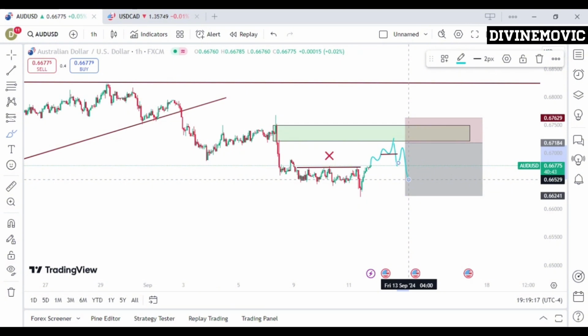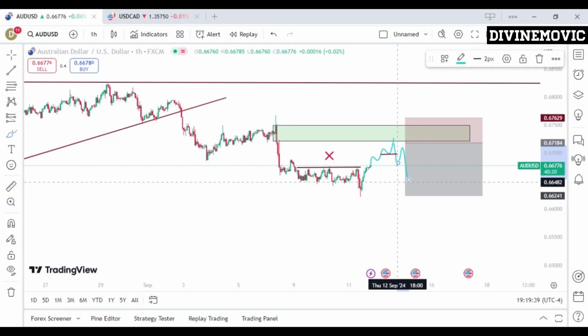For us to start adding multiple positions, we want to simply see price give us a break of structure and price sweep internal liquidity. Remember, our first entry confirmation is for price to sweep external liquidity and give us a change of character. But for us to start adding multiple positions, we want to see price give us a break of structure and take out internal liquidity. I'm going to explain it right in this video here.